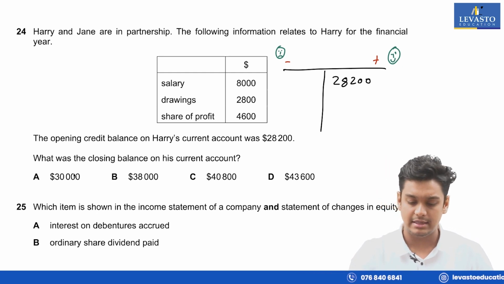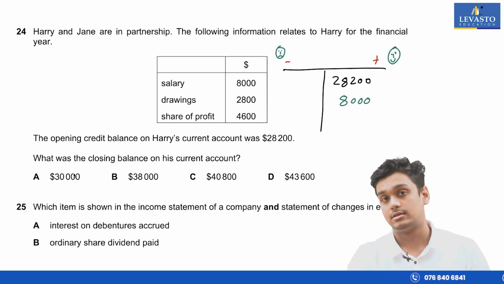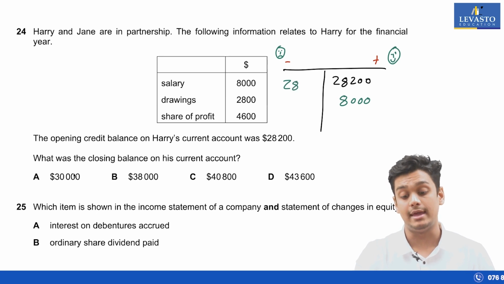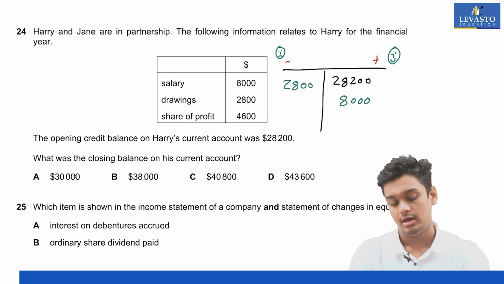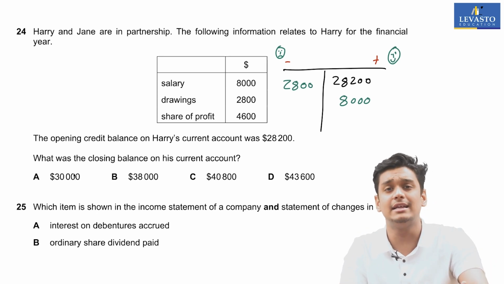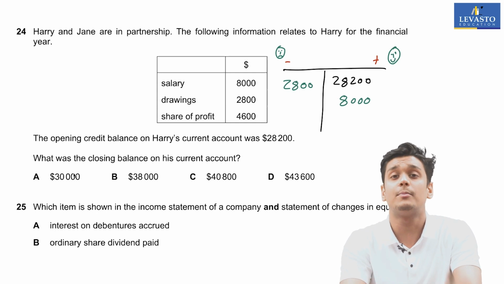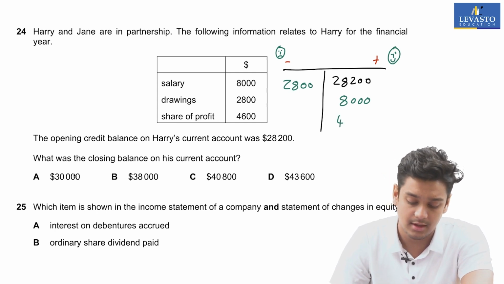Salaries will make the partner happy, obviously. Drawings, it will make the partner sad. Why? Because you have to pay it back later. Share of profit, obviously partner will be over the moon, guys. Why? That's a return that the partner is waiting for. He's literally waiting for the profit, guys. It's going to make the partner happy.